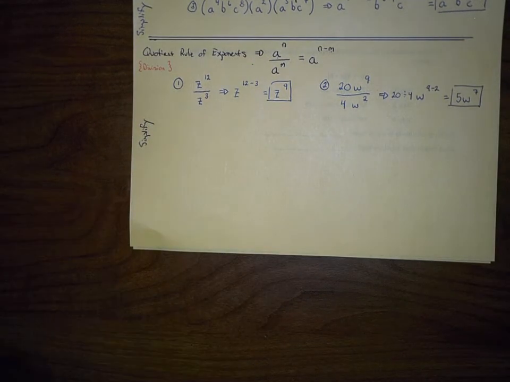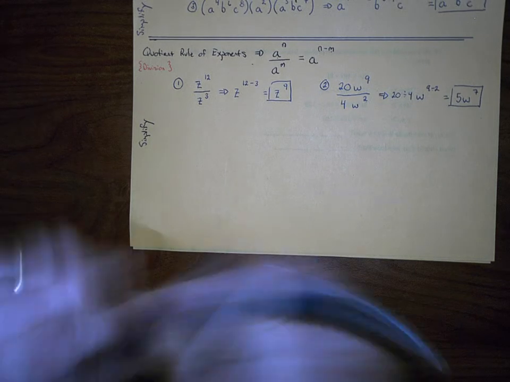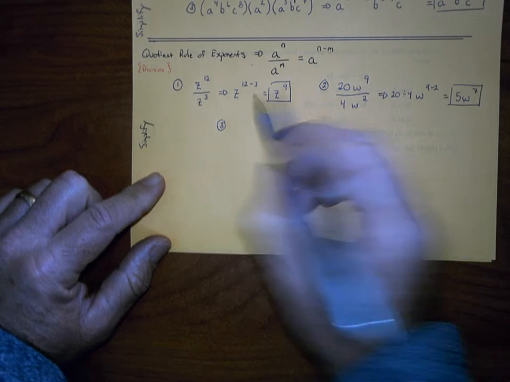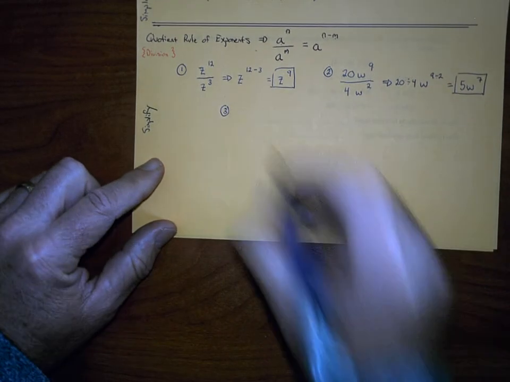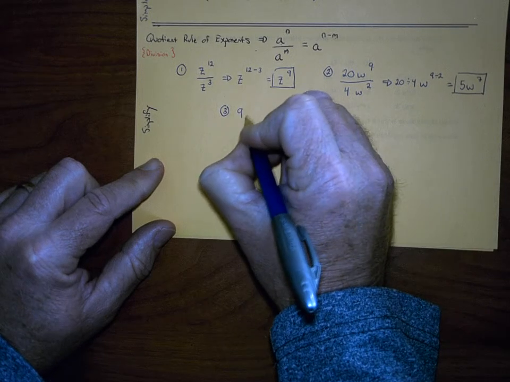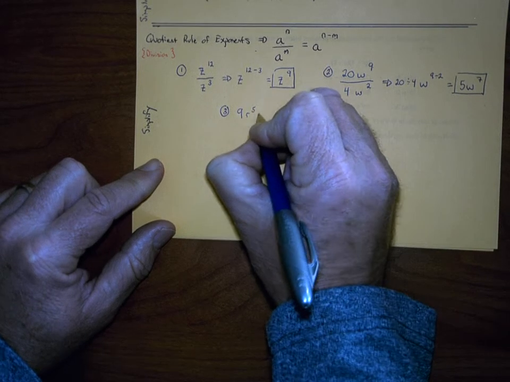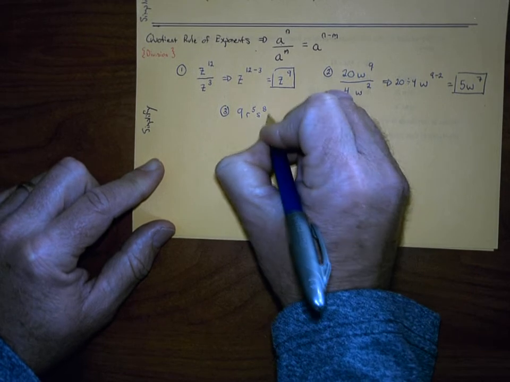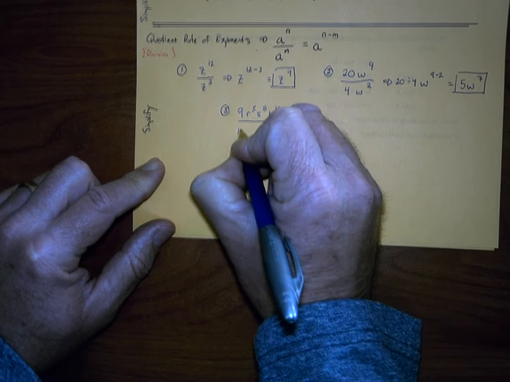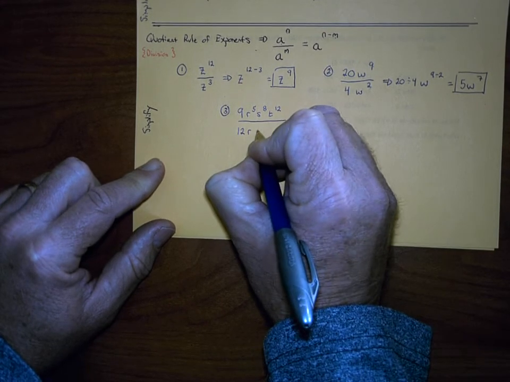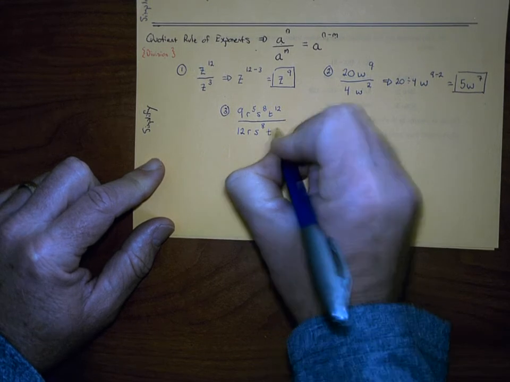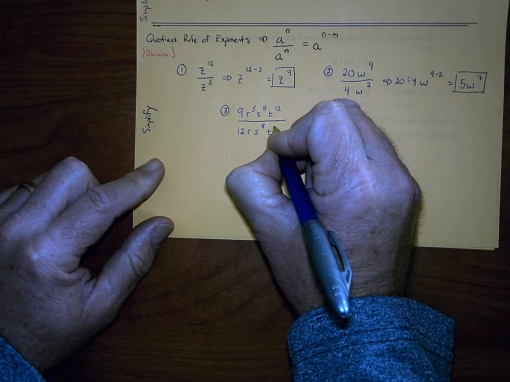All right? So then the last example would be, what happens if we have multiple variables involved in a problem. And let's throw in some coefficients here too. Okay, so what happens if, let's say, I had 9 r to the 5th, s to the 8th, t to the 12th, divided by 12 r s to the 8th power, this is a good one here, t, and let's throw in a negative exponent of, say, -4.